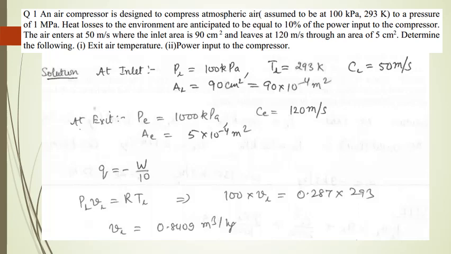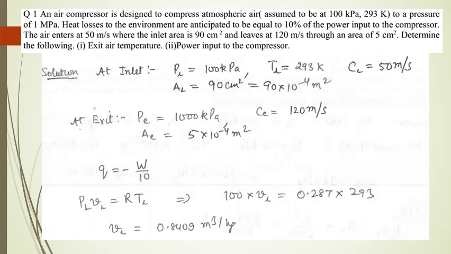Now, at inlet, the pressure is 100 kilopascal, temperature is 293 Kelvin, and velocity is 50 meter per second. And cross-sectional area is 90 centimeter square, which is expressed as 90 into 10 to the power minus 4 meter square. Because if we are using a continuity equation, then we should ensure that velocities should be in meter per second, area should be in meter square, and specific volume in meter cube per kg, so that mass flow rate will be in kg per second.